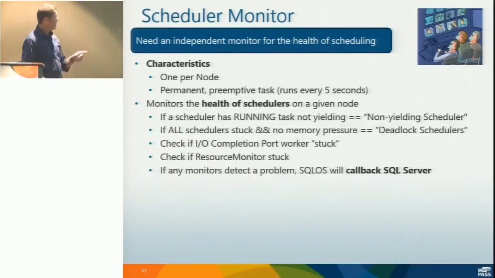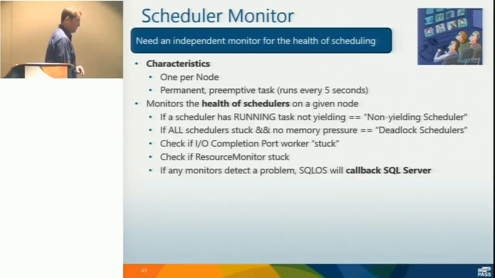If a scheduler has a running task, a guy in that mode that's not switching, remember I said it has to switch, it detects this as a non-yielding scenario. If all the schedulers are stuck, and there's no memory pressure, like worker set trims, that's called a deadlock scheduler scenario. I'm going to talk about these in a second. If the IO completion port for TCP, for networking, is also stuck, we can detect that condition too. That's a very severe condition because you can't connect anymore to SQL Server. We also produce a condition for that.